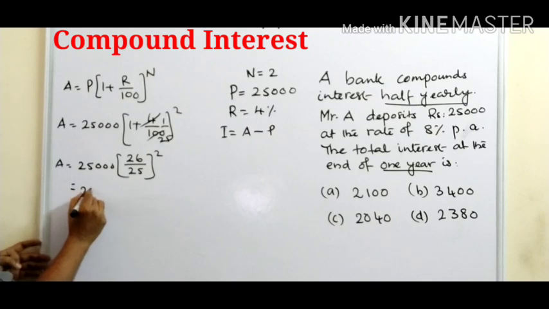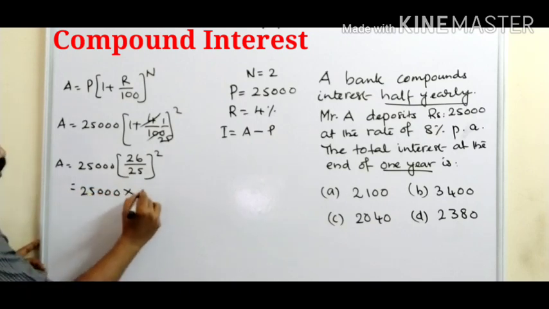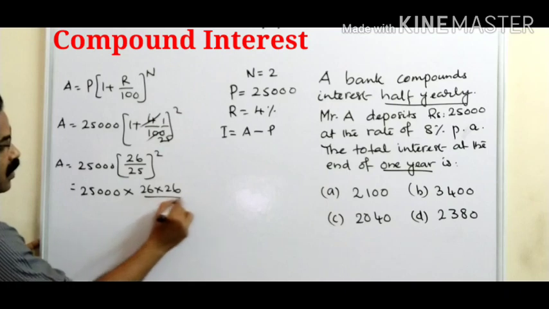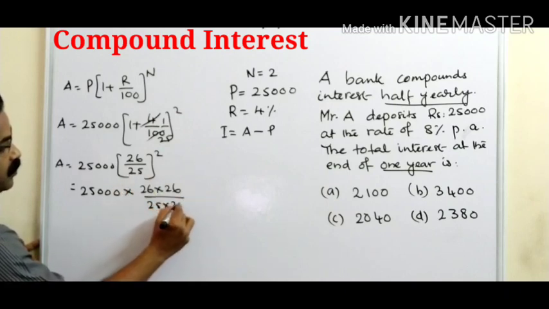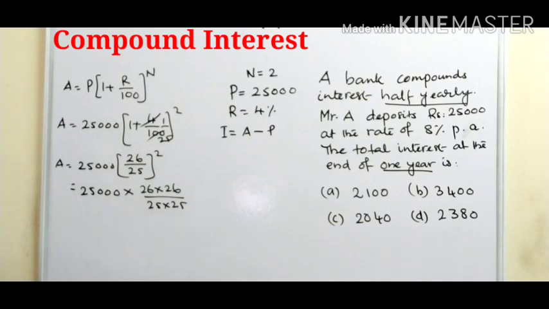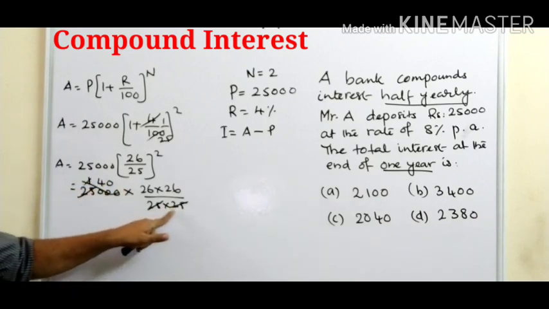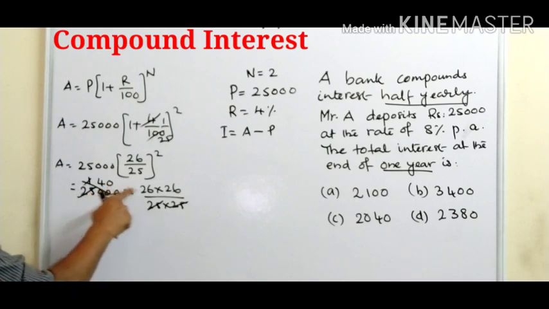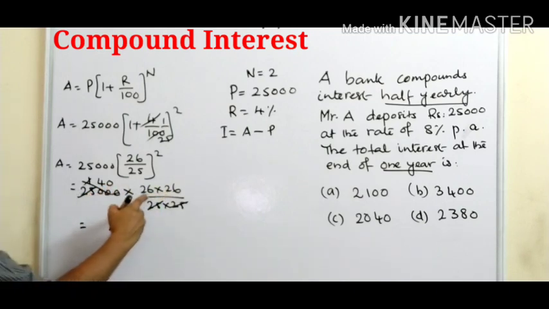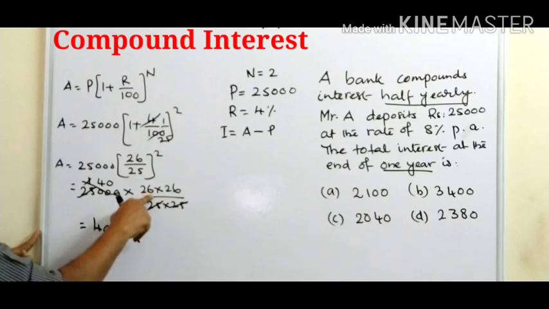So this will be 25,000 into 26 into 26 divided by 25 into 25. Now 25 into 25, how much? 625. So I can cut this 25 here, 125, 125 here, so 1000 times. Now this 25 I can cut again in this 1000, 40 times. So 25 into 25 in 25,000 is 40 times. So this will become 40 into 26 into 26.